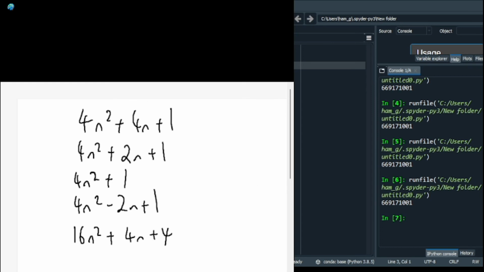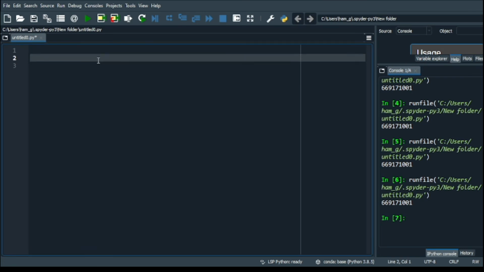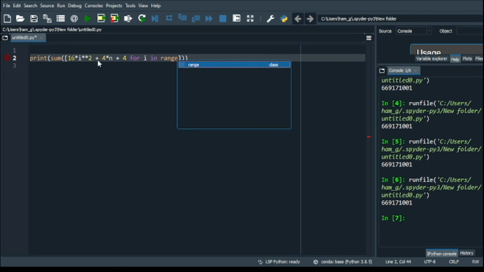So we'll do this as a list comprehension. It's nice and easy. So I'll have to get rid of paint and bring that back. Right. Print. We want the sum of, oh no, it's 16 times i squared plus 4 times n plus 4 for i in range 0 to 501, and then right at the end we want to subtract 3 because we don't want to count the 1 4 times, just once.